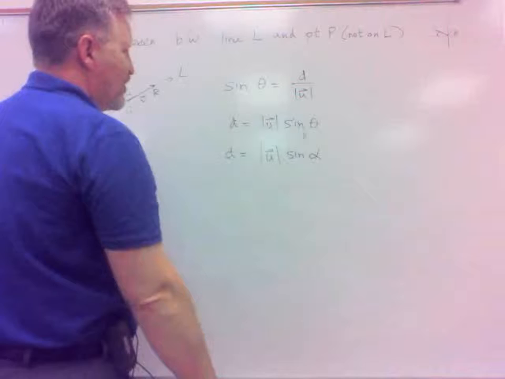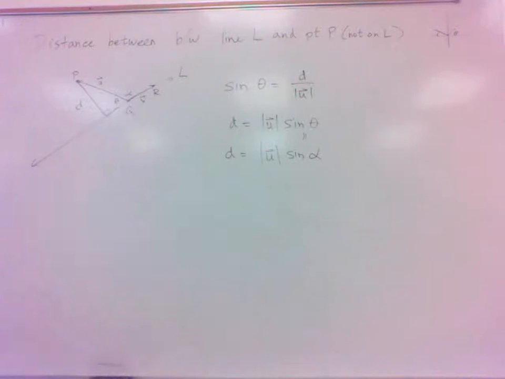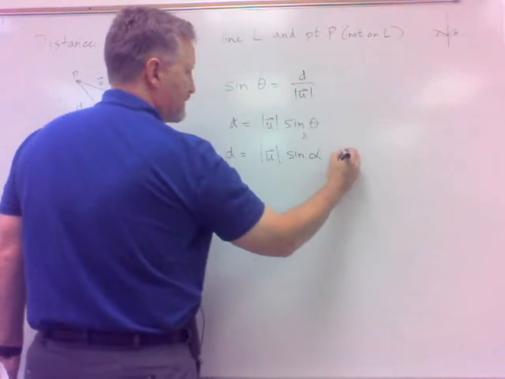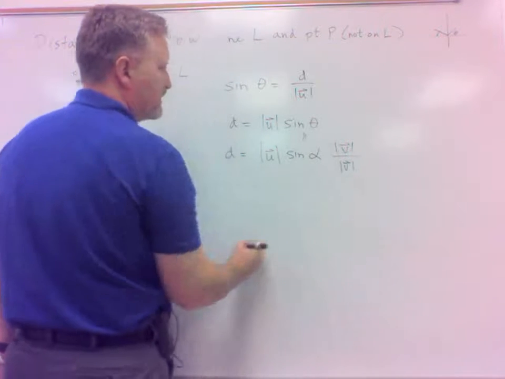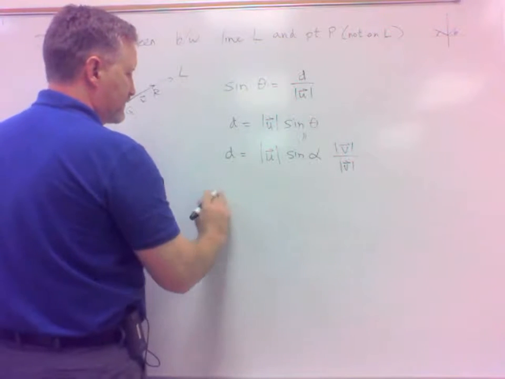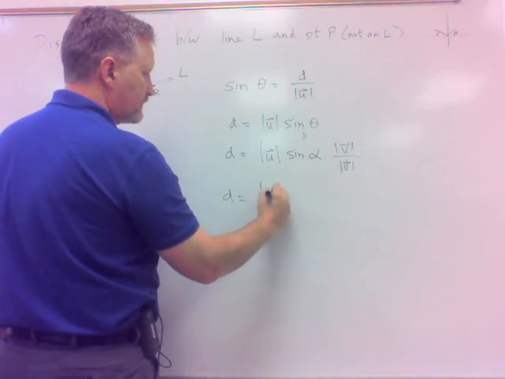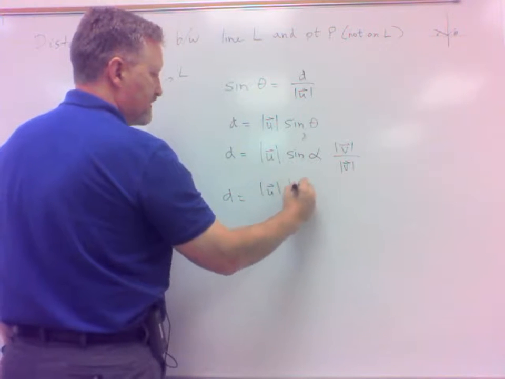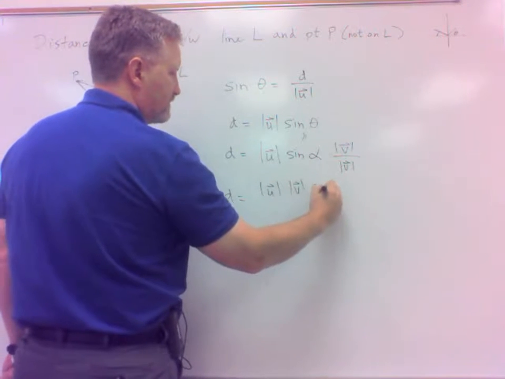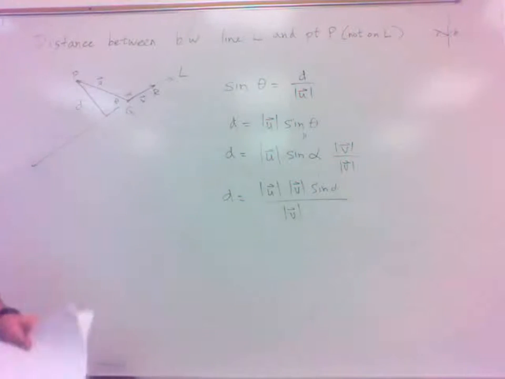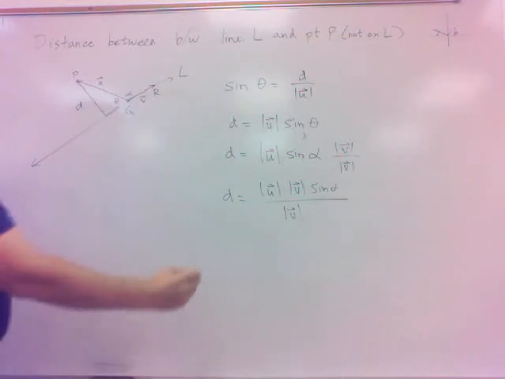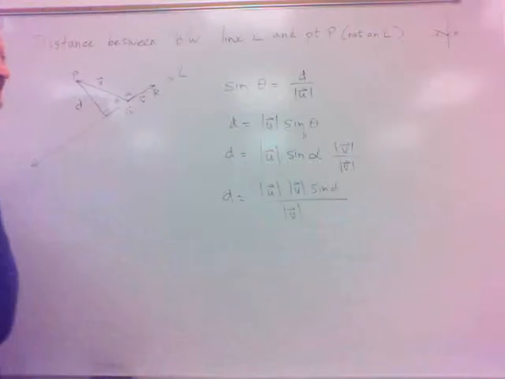Okay? Well, that's fine. But if I multiply this thing by the magnitude of v, which may seem strange, but let's notice what we get out of that. You get the magnitude of u times the magnitude of v times the sine of alpha over the magnitude of v. You notice anything about this? It's the magnitude of the cross product.